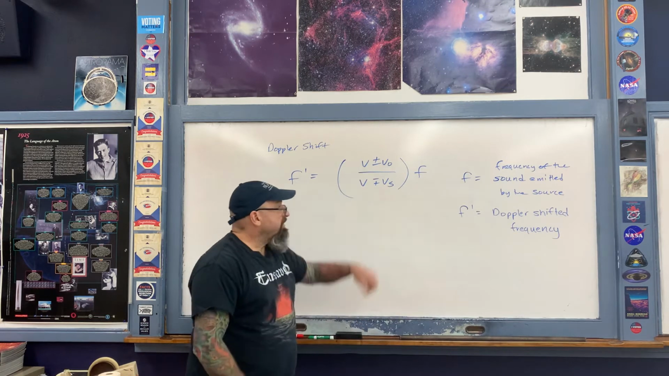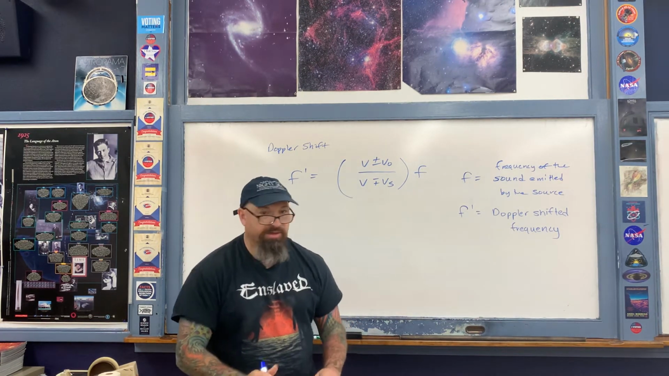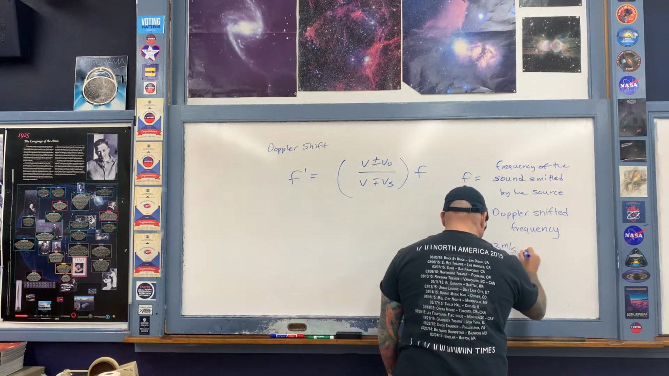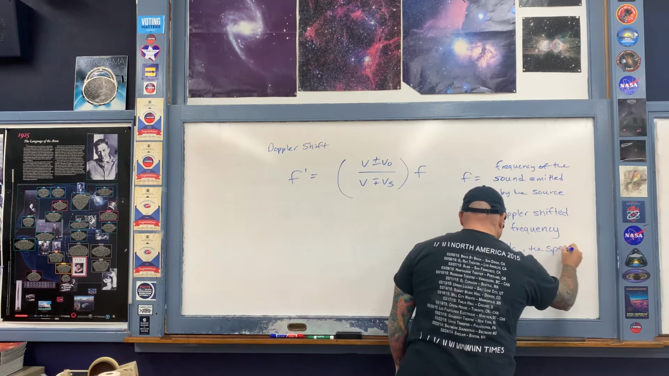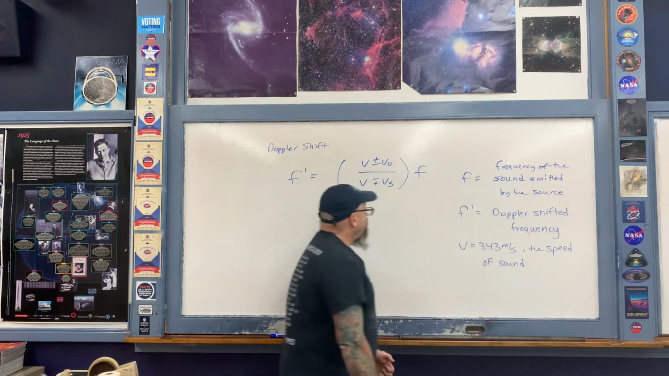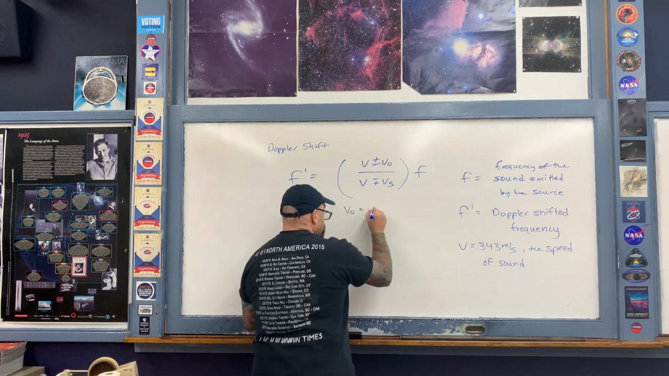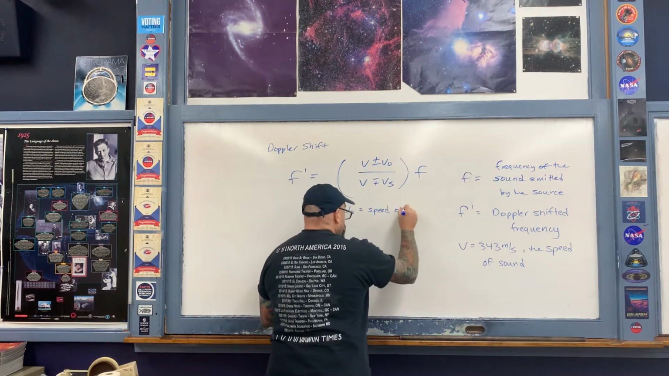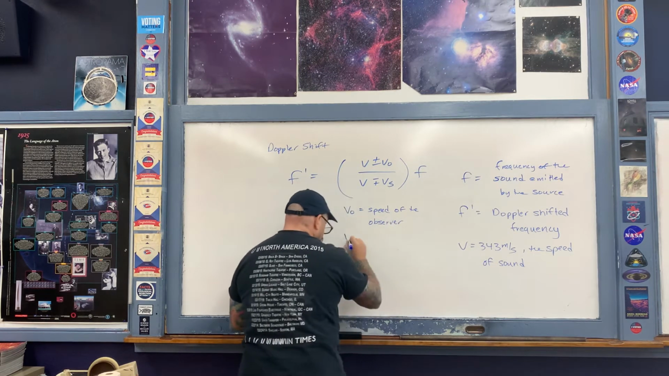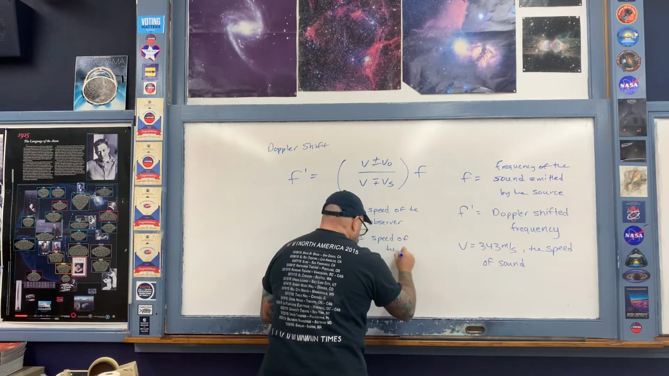Okay, and then contained within the parentheses, we have first V. V is the speed of sound, equal to 343 meters per second. And then we have VO and VS. The VO refers to the speed of the observer. The VS refers to the speed of the source.